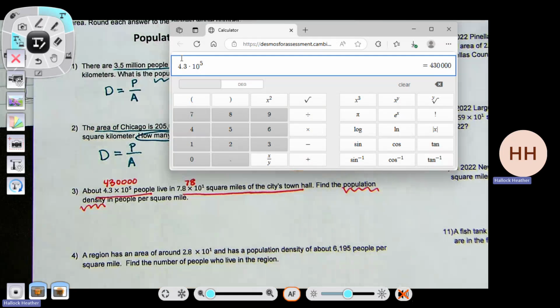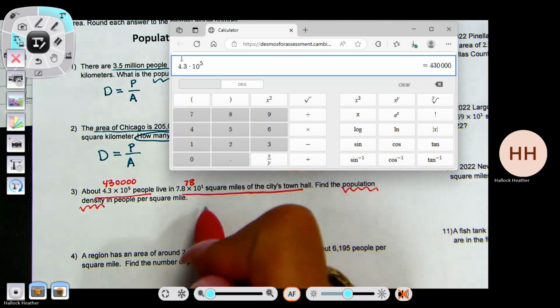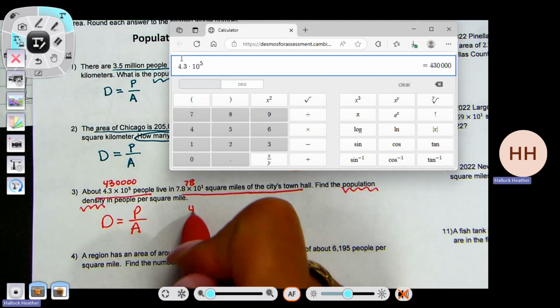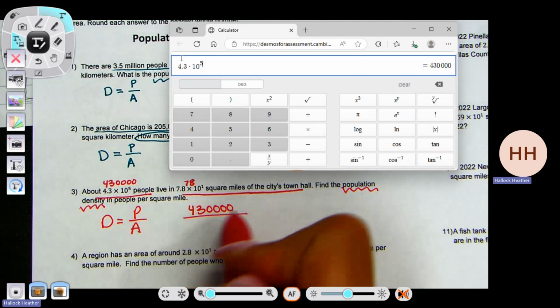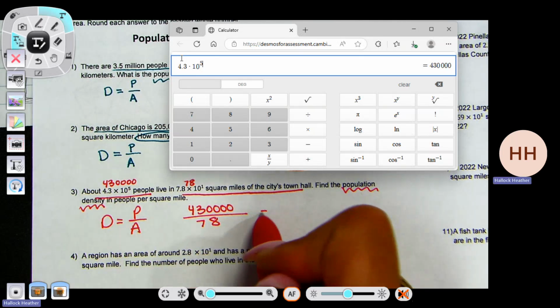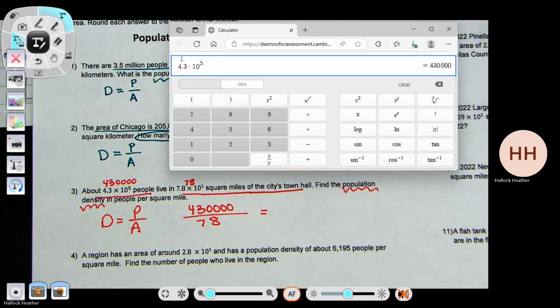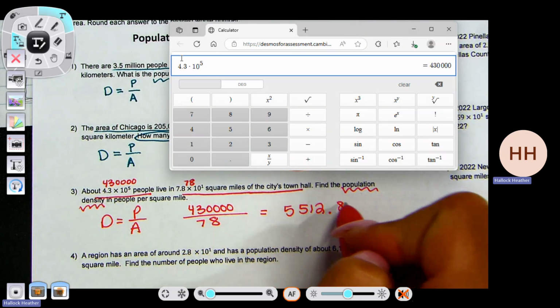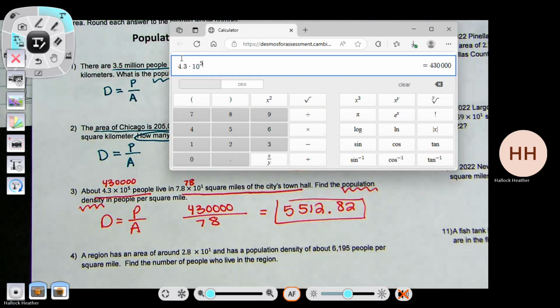So is this a multiplying problem or just a dividing problem? Dividing. So population divided by area. And that's it. And this one, I think you get a decimal. It's like 5,512.82. Easy peasy. Do we feel okay with this? Yeah, this is very easy.